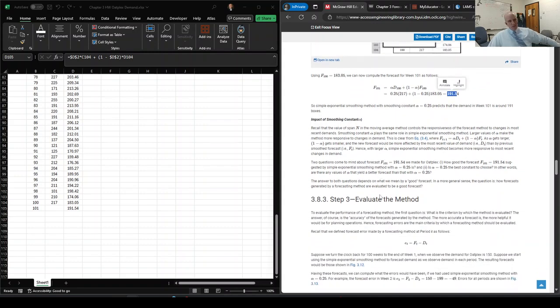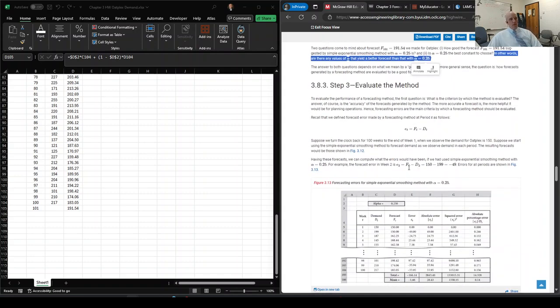Now, here's where it gets really interesting. I think most of the stuff we've already done from the previous course. Look where we go from here. The question is, is there any value of alpha that yields a better forecast than an alpha of 0.25? Why do we have to be stuck with 0.25, right? What we're going to do now is answer that question. And the way we're going to do that is with some error evaluation. We're going to evaluate our method.